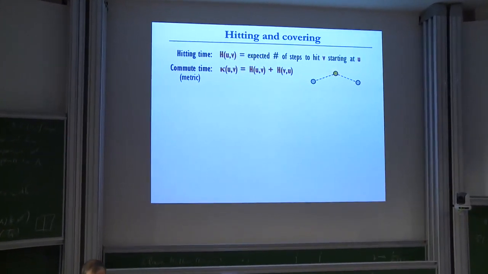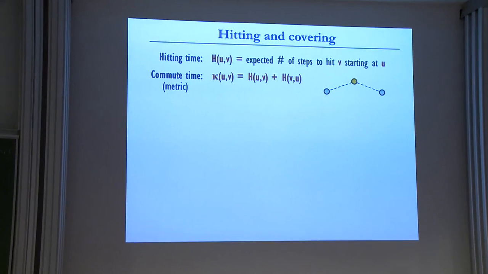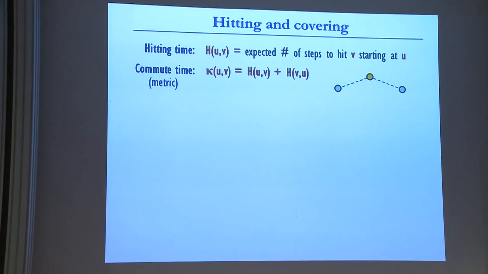Hitting time from U to V is the expected time a random walk started at U will take to reach V. So this is almost a metric. It satisfies triangle inequality, but it's not symmetric. So we can symmetrize it and get the commute time, HUV plus HVU. This is now a metric on the graph, with both triangle inequality and symmetry.